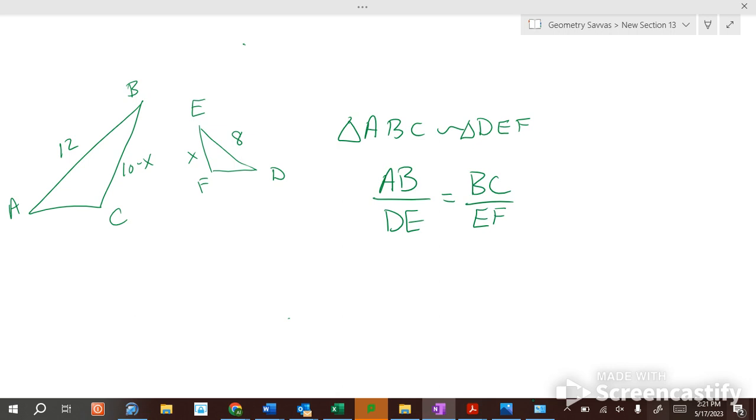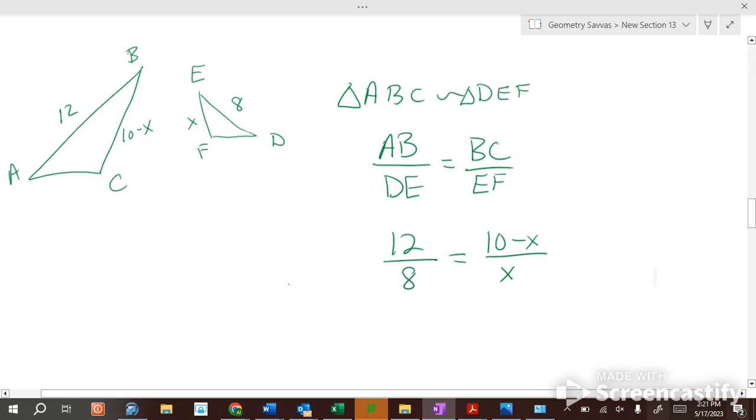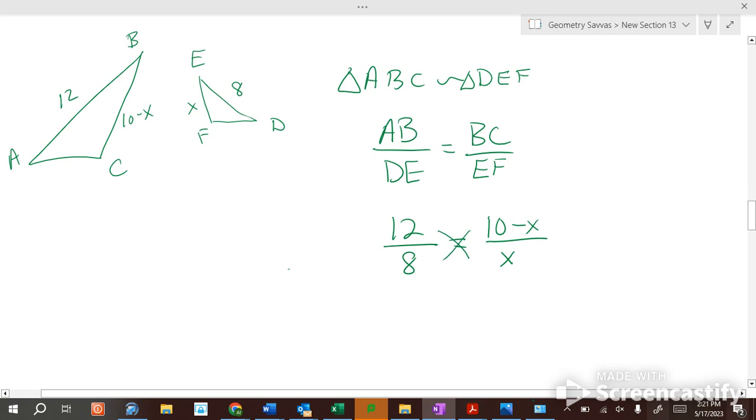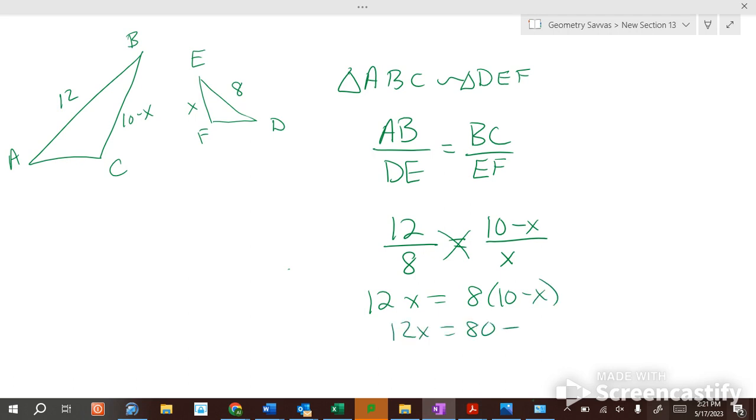Do I know what AB is? 12. Do I know what DE is? Do I know what BC is? And EF? So then, how do I solve a proportion? Cross multiply. 12 times x equals 8 times 10 minus x. So 12x equals 80 minus 8x. What do I do to each side? Add 8x.